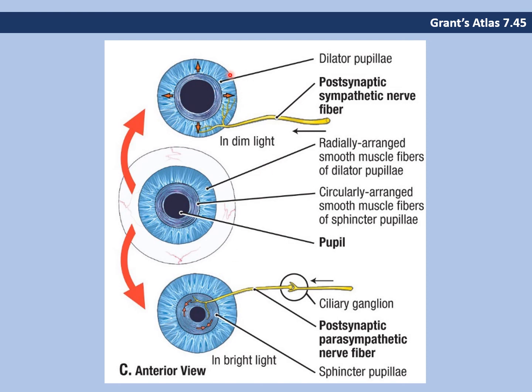Again, what I like about this picture is that you can really appreciate the wheel and spokes, where the dilator pupillae are the spokes that help to pull open the aperture, making the pupil larger. The dilator pupillae has sympathetic innervation. In contrast, the constrictor pupillae, these circularly arranged muscles, contract the pupil, making the diameter smaller. These are parasympathetic in nature.